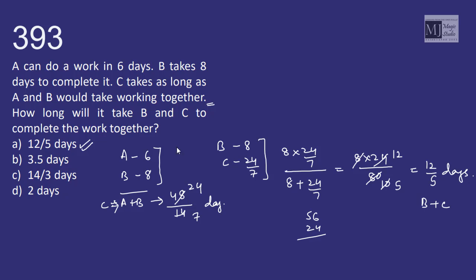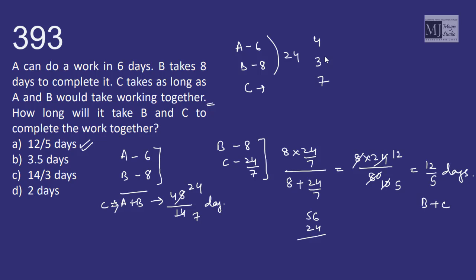Now, can we use the LCM rule and cut down these calculations? Let's check. A 6, B 8. LCM for 6 and 8: 3, 4, 12 into 2, 24. 24 by 6 is 4. 24 by 8 is 3. Now, C's work is 4 plus 3, that is 7.